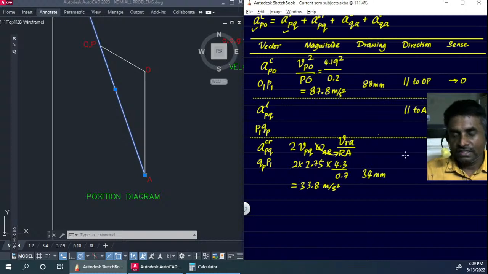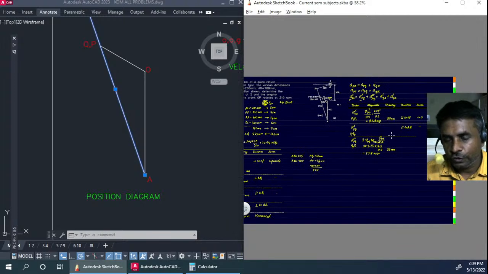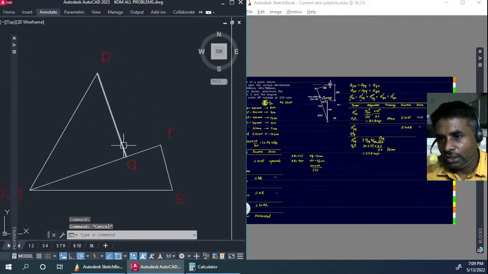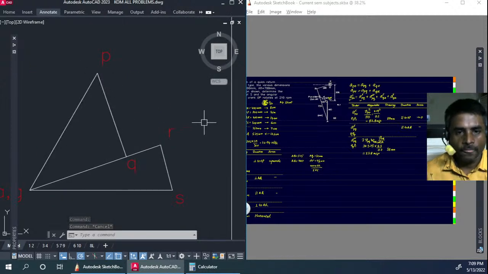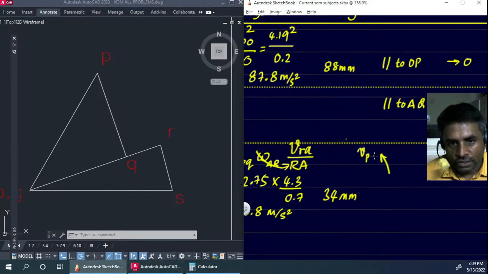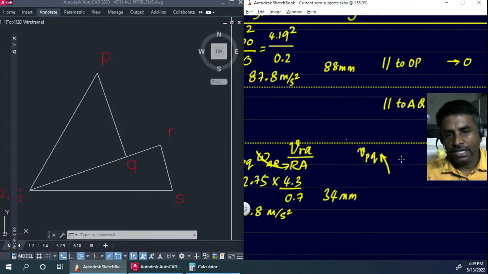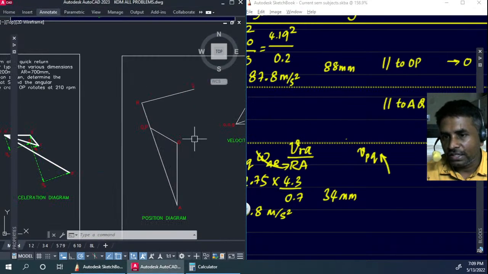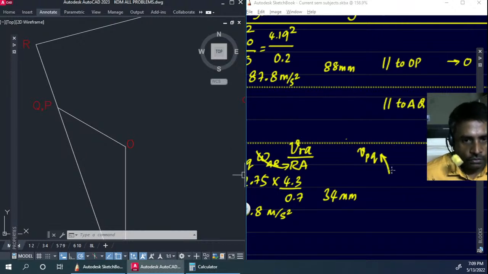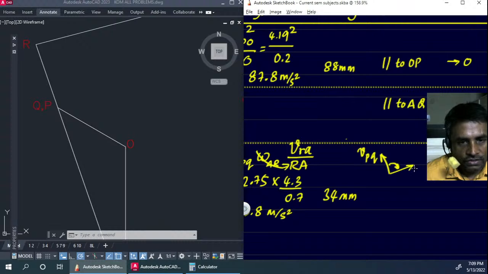So we'll have to first take the direction of velocity of p with respect to q. Velocity of p with respect to q is going in upward direction, so we'll have to take that. And we will have to rotate it by 90 degrees in the direction of omega. So what is the direction of omega? That is the direction of omega. Since this is rotating clockwise, this will also be rotating clockwise, so we'll have to rotate it clockwise direction 90 degrees to get this. So this is our direction.